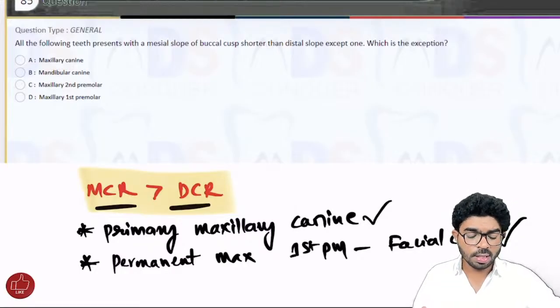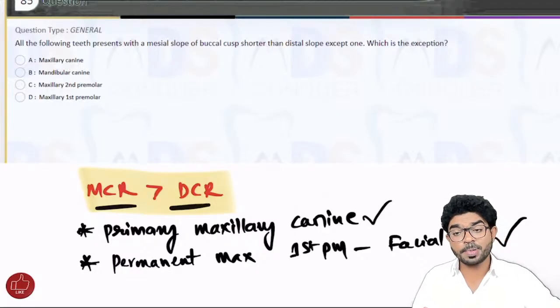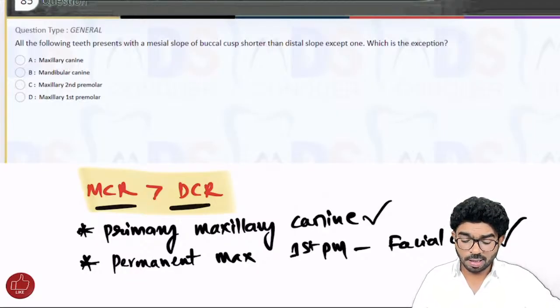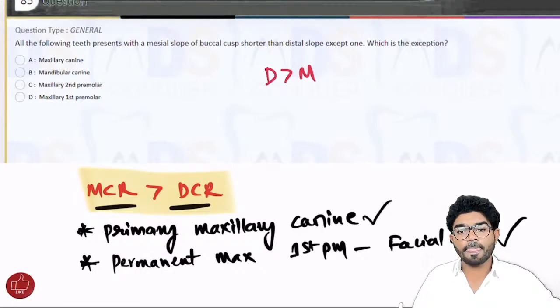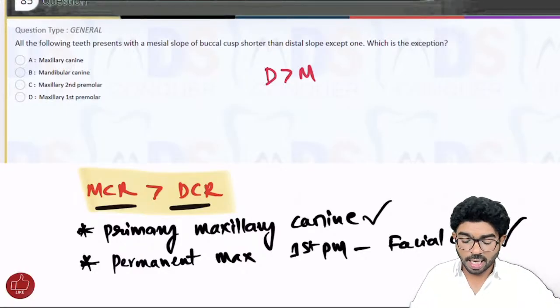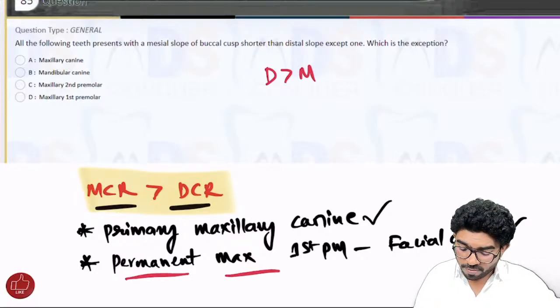Now the question is, all of the following teeth present with the mesial cuspal ridge of the buccal cusp shorter than the distal cuspal ridge, except. They are telling that the distal cuspal ridge is going to be more than the mesial cuspal ridge, except, meaning they're asking in which of the following teeth the mesial cuspal ridge is going to be more than the distal cuspal ridge. The answer is permanent maxillary first premolar.